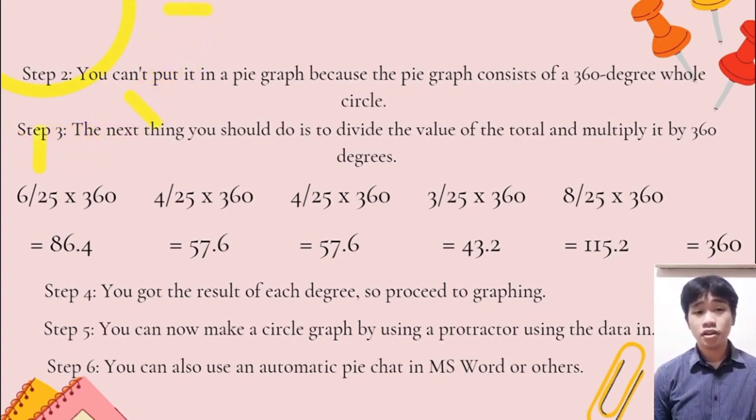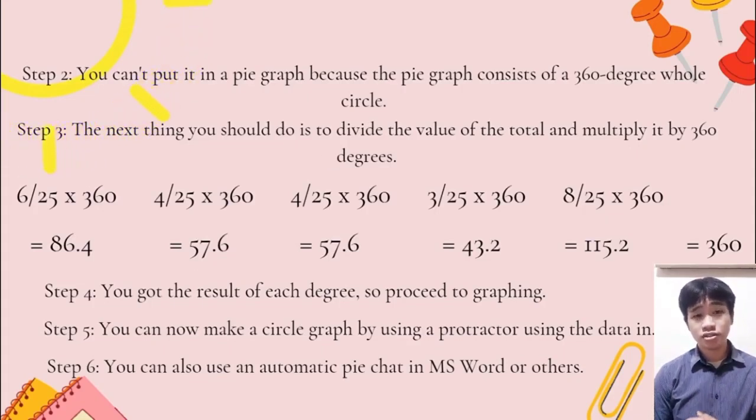And for swimming, 4 divided by 25 multiplied by 360, we also get 57.6 degrees. And for soccer, 3 divided by 25 multiplied by 360, we get 43.2 degrees. Lastly, for basketball, 8 divided by 25 multiplied by 360, we get 115.2 degrees.